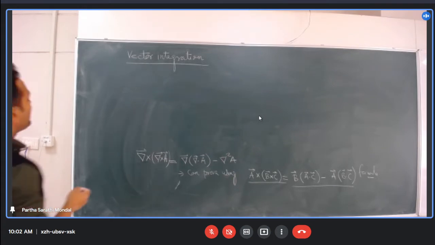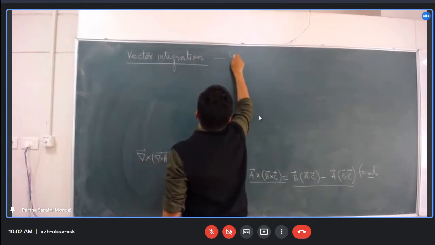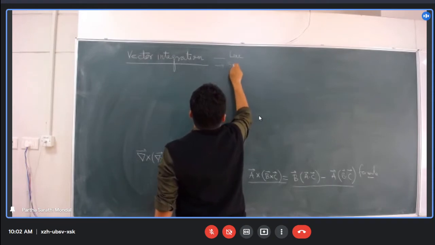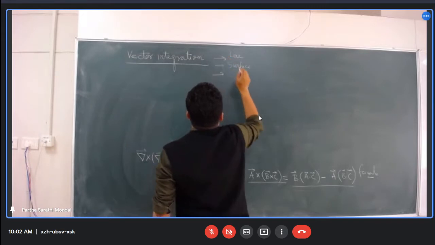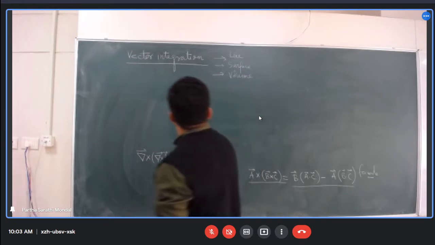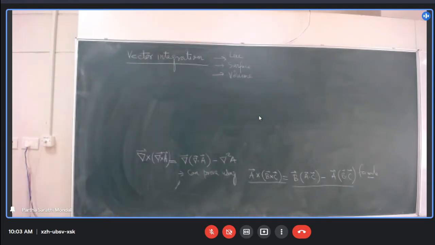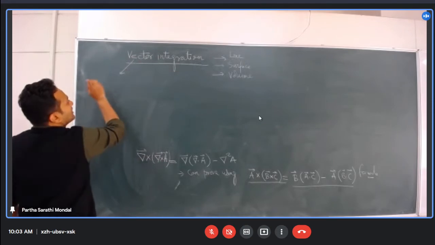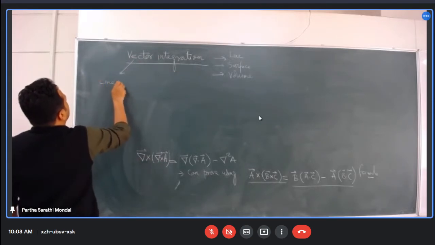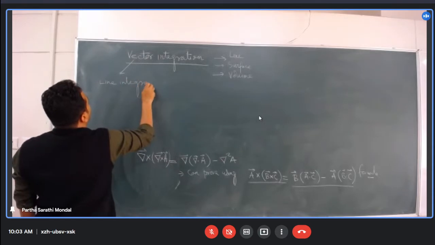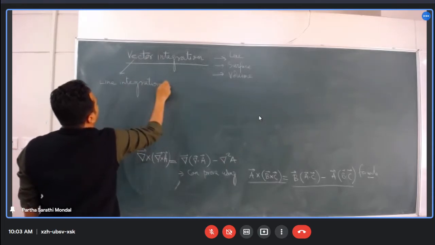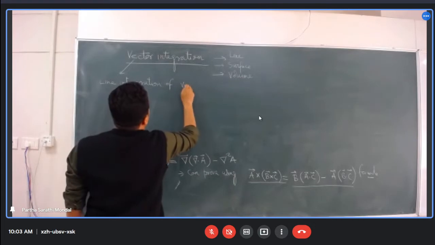Okay, let's start first. So we have three: a line integral, and then surface integral, and क्या बोलते हैं volume. These are the three things. तो आप क्लास में जो पढ़ रहे हैं मैथमेटिक्स में, वो स्केलर क्वांटिटी का ये तीनों इंटीग्रल आप लोग पढ़ रहे हैं. So now let's start first the line integration of vector function. Vector.